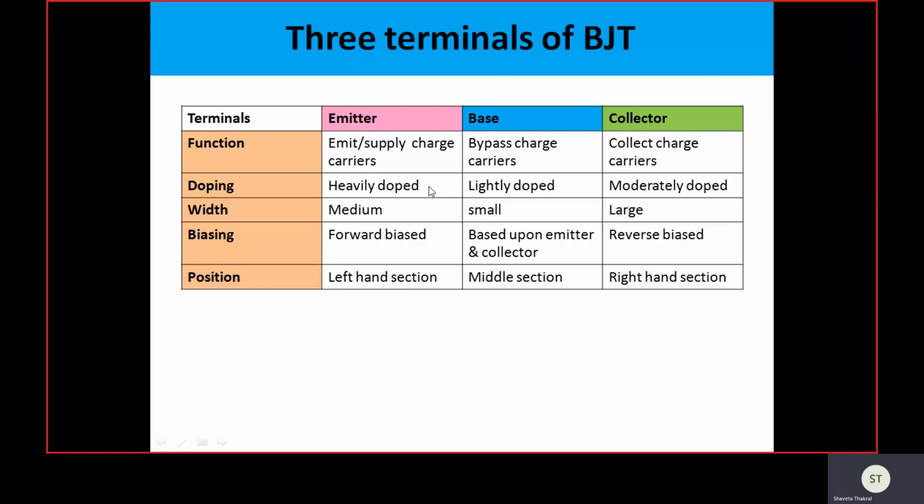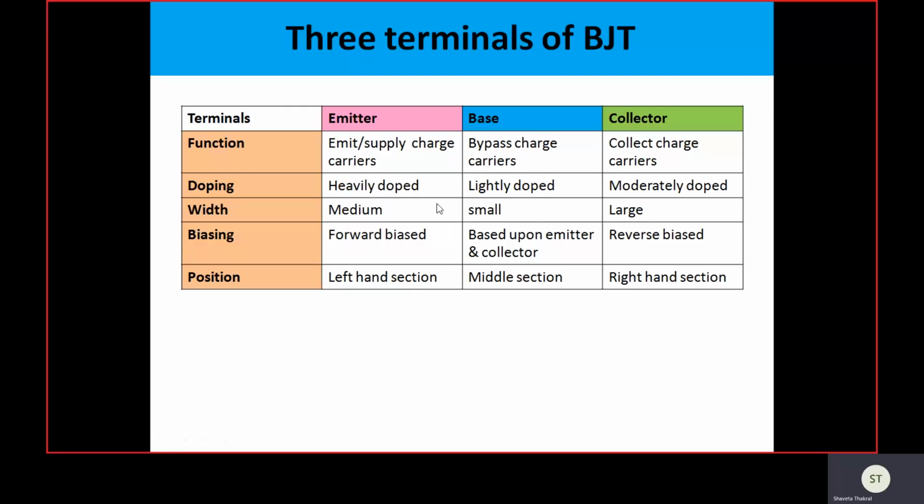And if we compare the doping profile, the emitter is heavily doped, the base is lightly doped, and the collector is moderately doped. And if we see the width of the three, the collector is made with a large width, the base is made with a small width, and the emitter is made with a medium width.